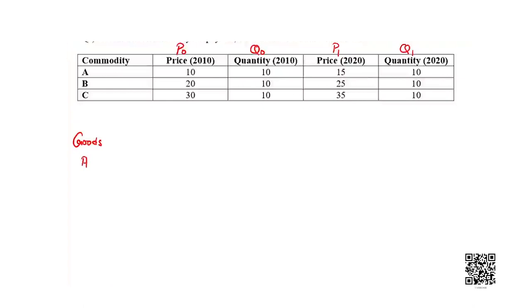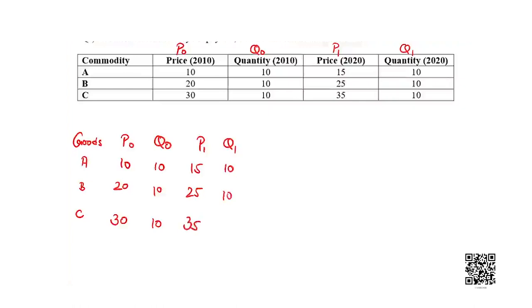So, we have goods A, B and C. Then, we have P0, that means the prices of the base year, as 10, 20 and 30. Then we have the quantities of base year as 10. Let's write the prices and quantities of the current year. So we have the prices of current year as 15, 25 and 35. And quantities of current year are the same, that is 10 each.